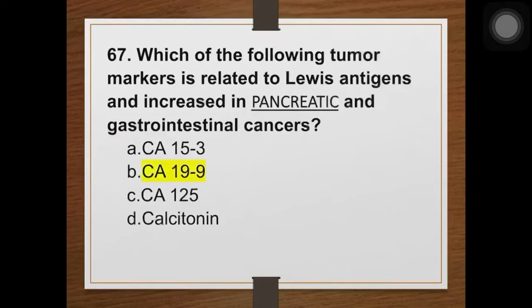Number 67, which of the following tumor marker is related to the Lewis antigen and increase in pancreatic and gastrointestinal cancer? Cancer antigen 99. This antigen, this tumor marker, is related sa Lewis blood group and elevated in patient with pancreatic and colonic adenocarcinoma, CA99. Correct answer is 67, letter B.